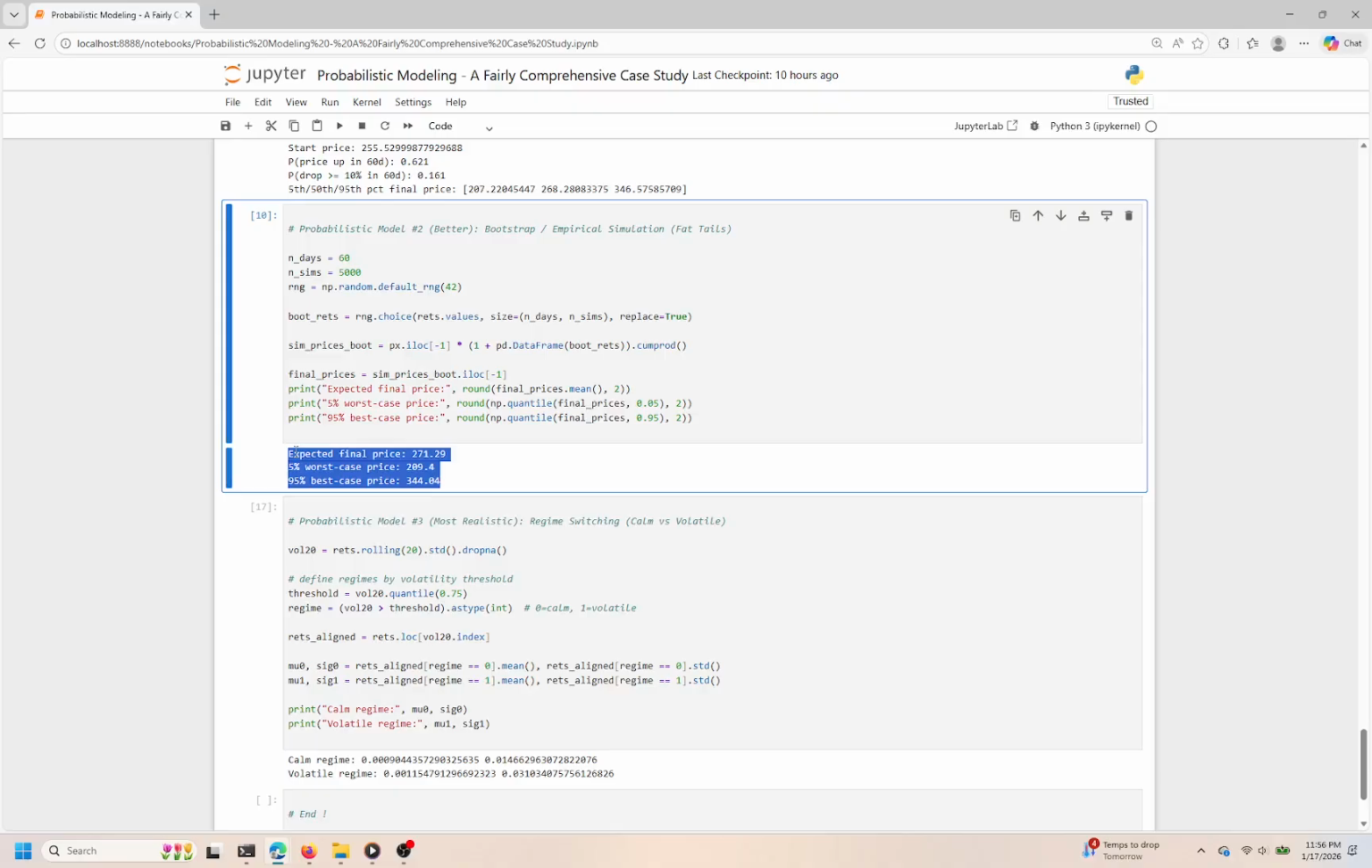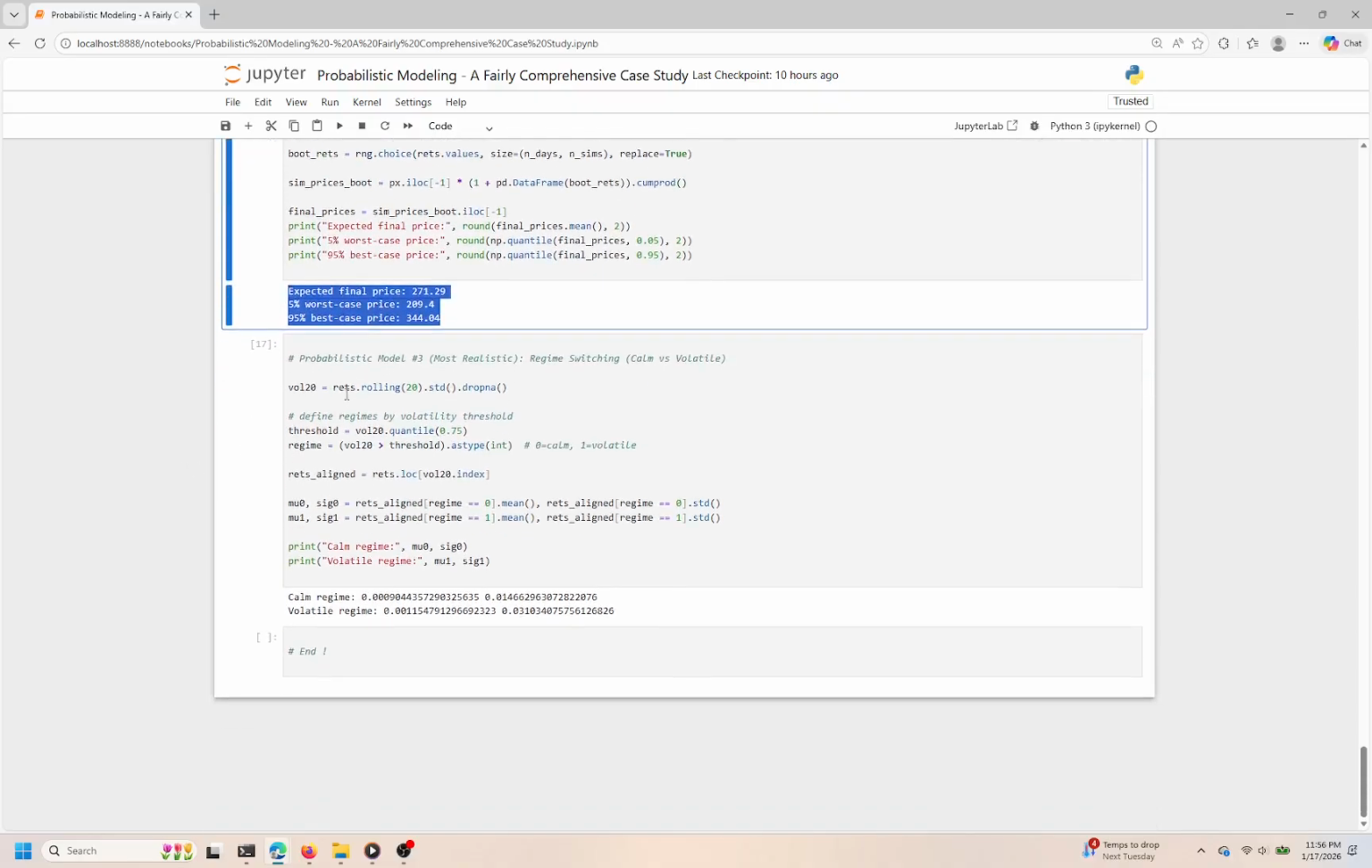As the code progresses, we focus on capturing the final outcomes of these simulated price paths. By extracting the last row of our simulated price matrix, we gather the potential ending prices from all simulations. The outputs we're interested in are the expected final price, which represents the average outcome across all simulations, as well as specific percentile values to gauge worst-case and best-case scenarios. This gives us a clearer picture of potential price fluctuations and helps to quantify risk.